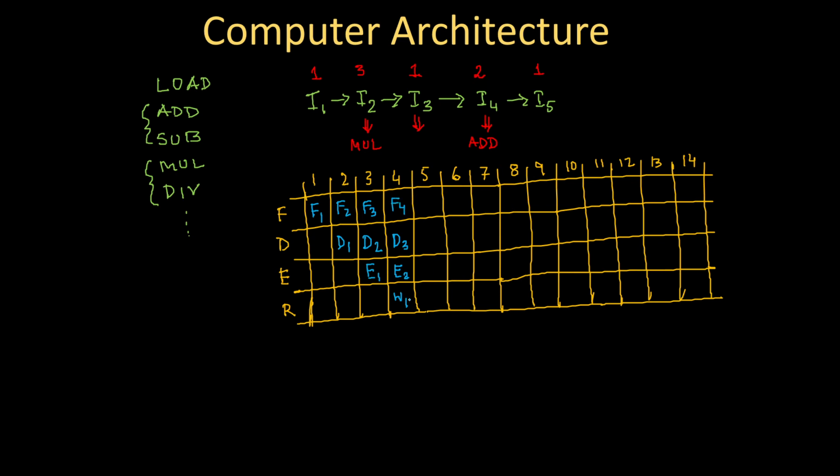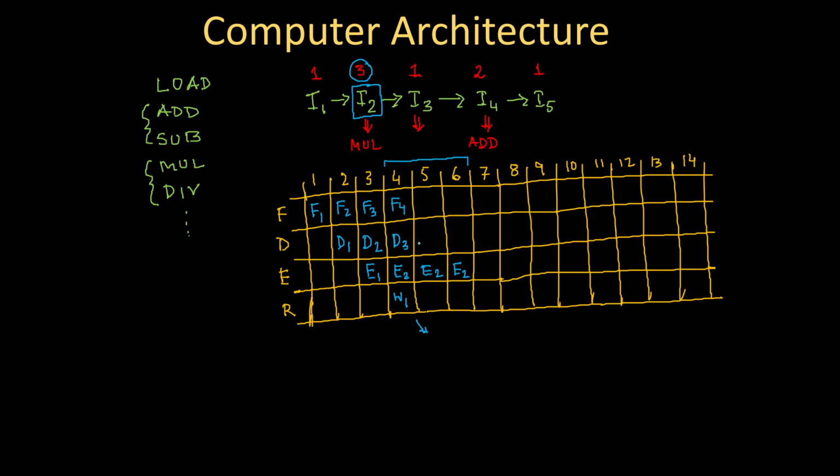Now I can easily say that instruction 1 will come out of the pipeline because write back is done. But you see, as we have seen, I2 is the multiplication instruction and it takes 3 clock cycles to execute. That means this E2 will not complete at the 4th clock cycle. 4, 5, 6: these 3 clock cycles are required to complete the execution of instruction 2. So E2 will continue, and when E2 continues, that means execution of E3 cannot be started at that moment.